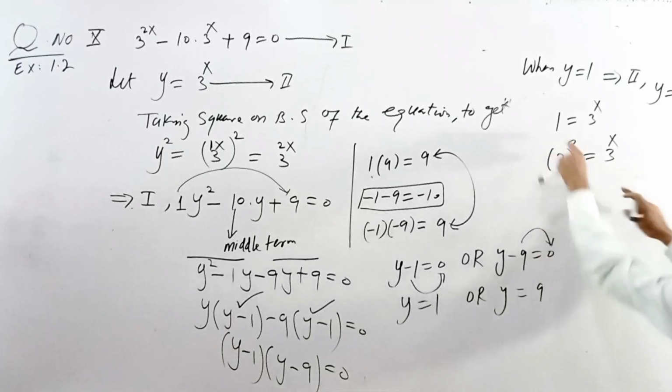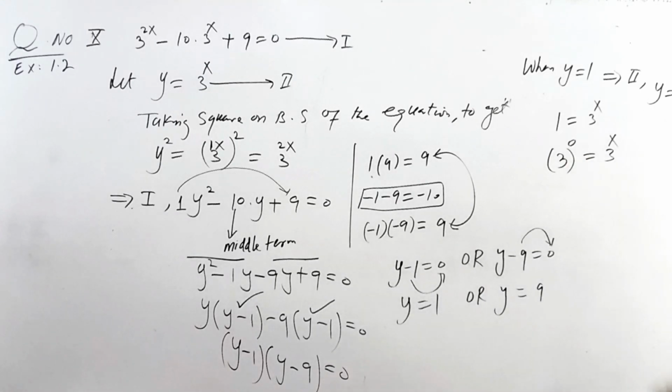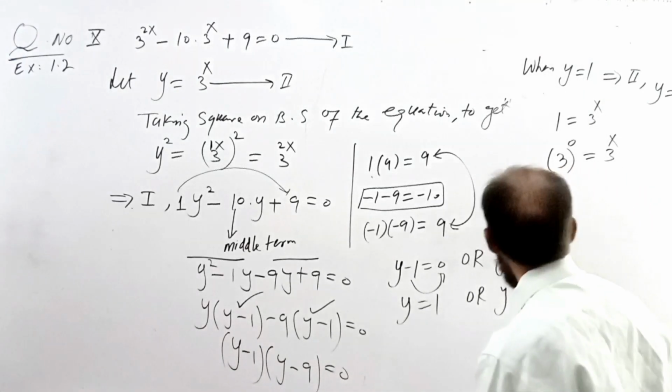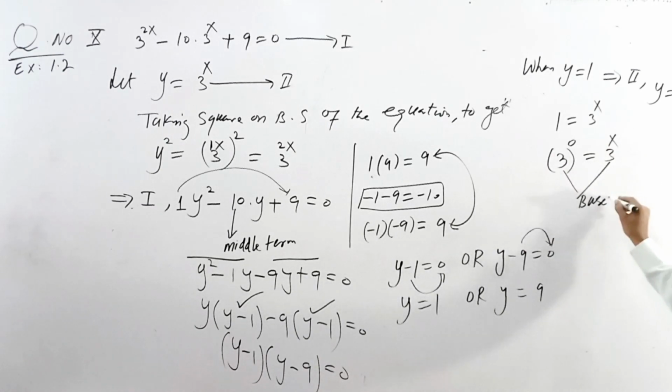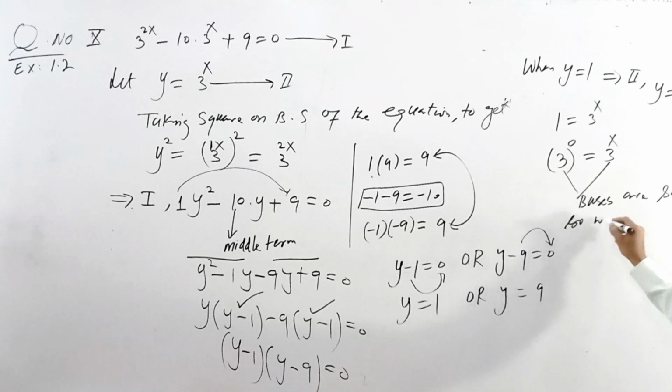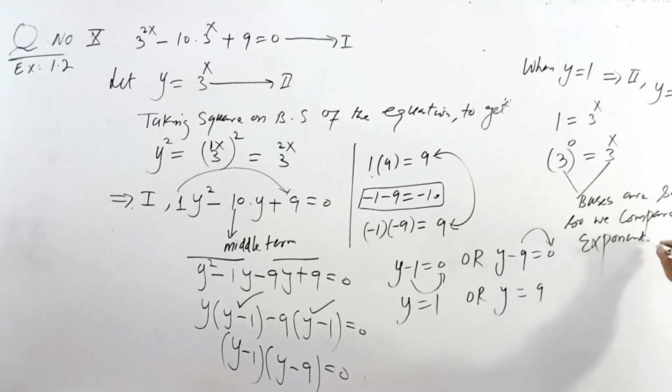3 power 0 is equal to 1. We know that anything raised to the power 0 is equal to 1. So it means that now bases are same. Bases are same. So we compare exponent or power. So it means that here we compare the power: x is equal to 0.